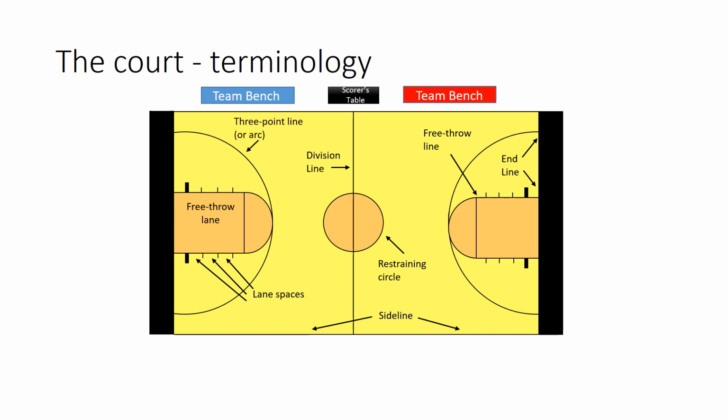And this is the 3-point line or arc. Any try for goal within this arc counts as 2 points, while any try for goal behind this arc counts as 3 points. If a player is stepping on the line, they are therefore not behind the line, and the try would count for 2 points.